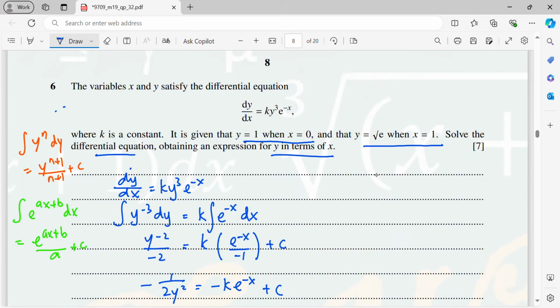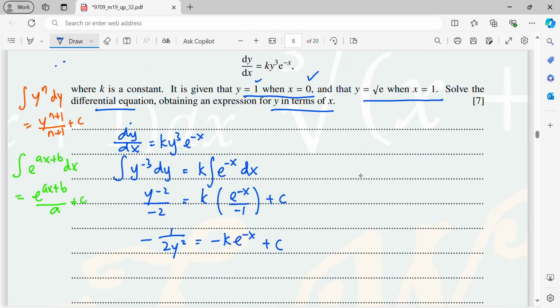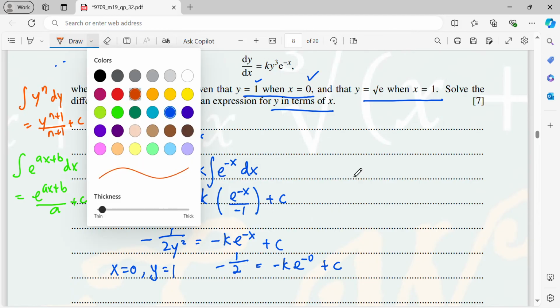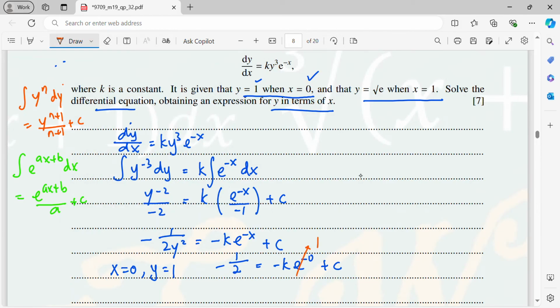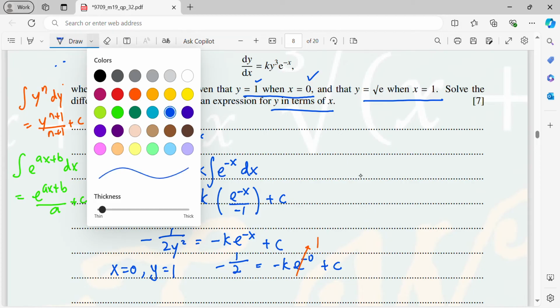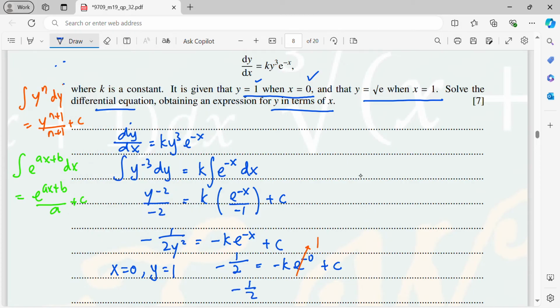Okay, now simplify. x equals 0, y equals 1. This is to get the c. So when x equals 0, your y is 1. That means you will be getting negative 1 over 2, because the y is 1, no need to write. Then equals negative k e power negative 0 plus c. So e power 0 is 1. Therefore, e power negative 0 is also 1. I'm getting the first equation, that is negative half equals negative k plus c.